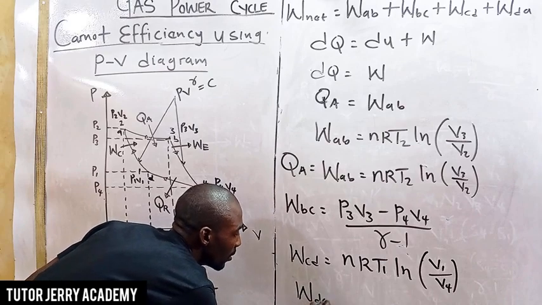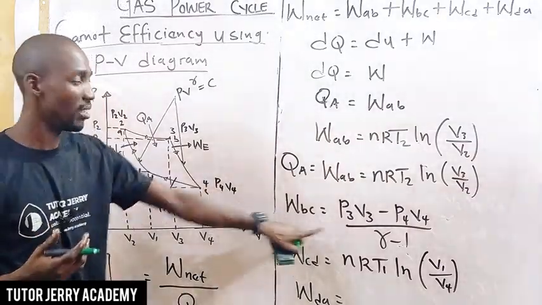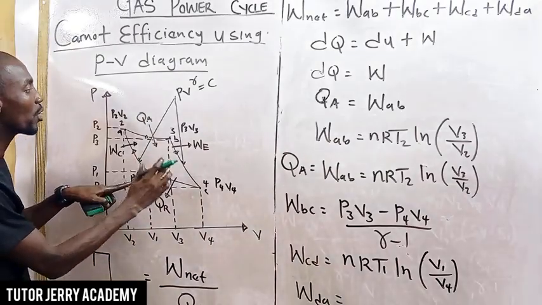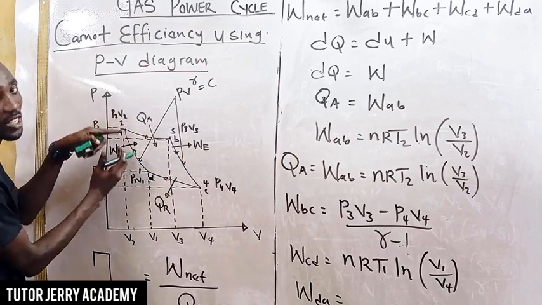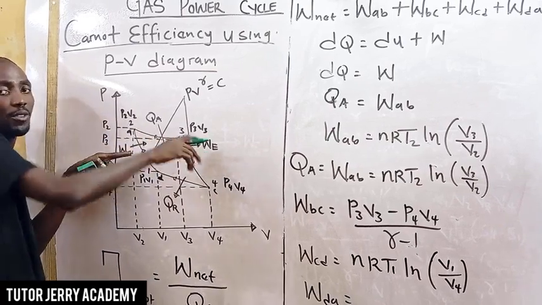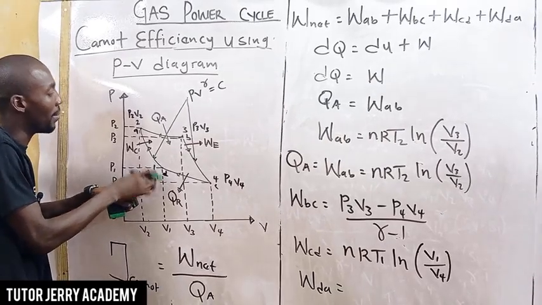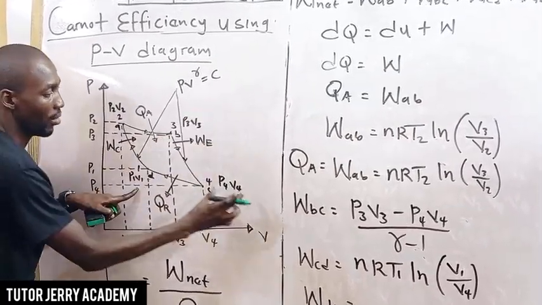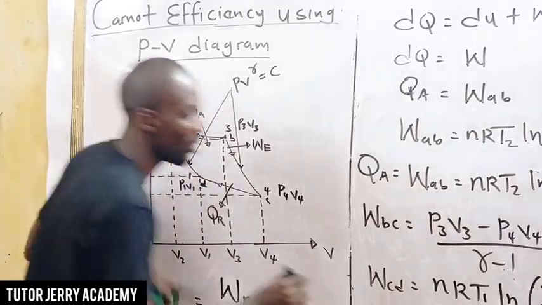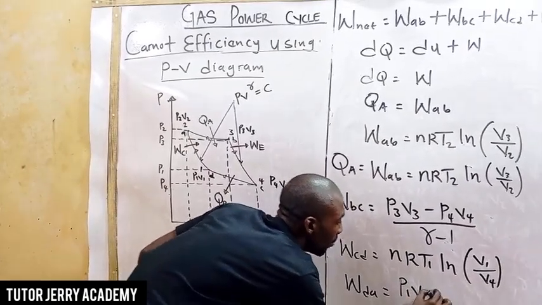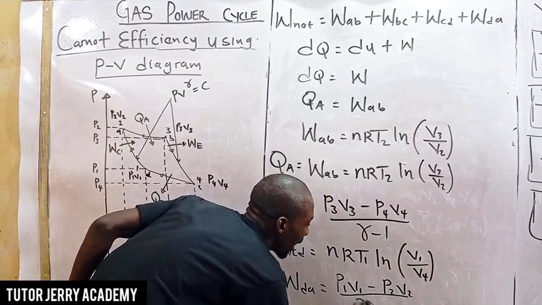All right, so now the next one is W_DA, the work done from D to A. D to A is an adiabatic process, and we already said this is an adiabatic process, so we'll be applying it. Don't forget, here too is compression, so it's going to be the negative of what we do on the other side. Please take note of this. So this is compression, and we cannot say P1 V1 minus this; here we say this minus this. So we are going to have P1 minus P2 all over gamma.